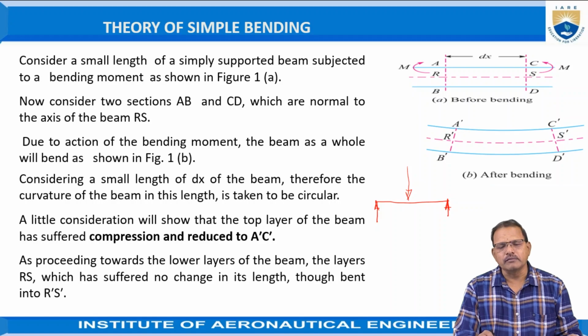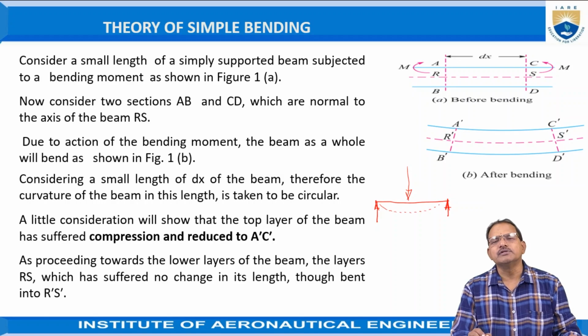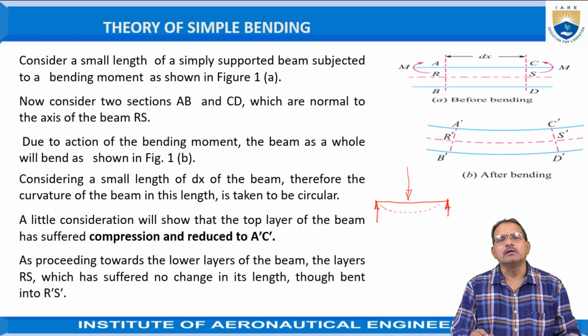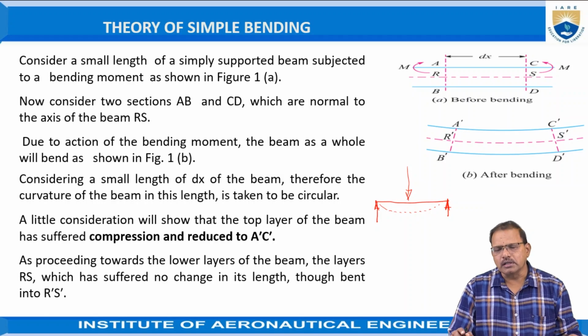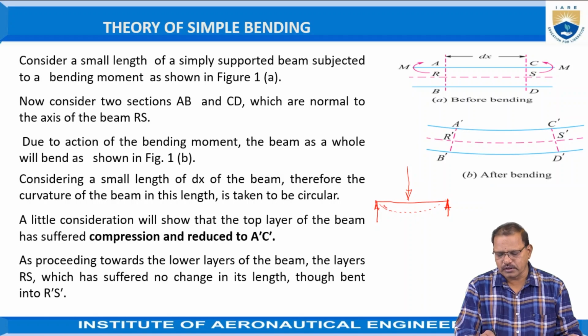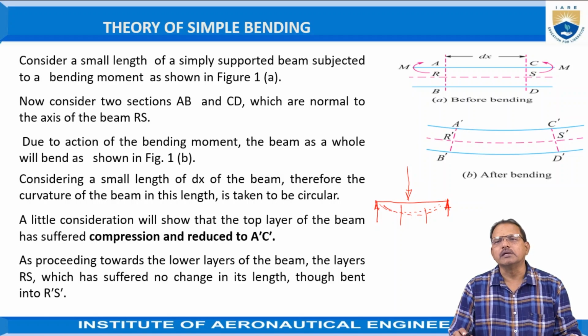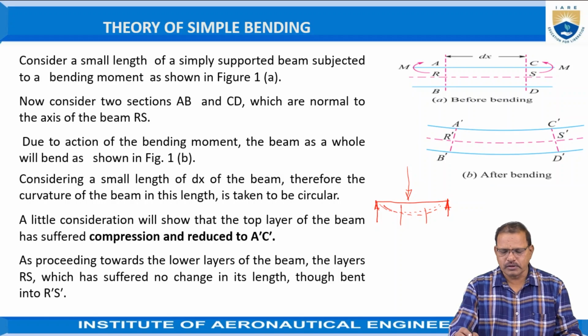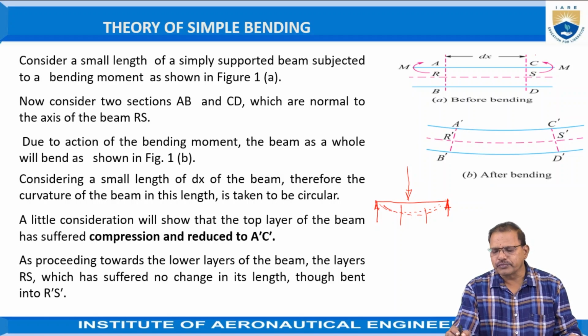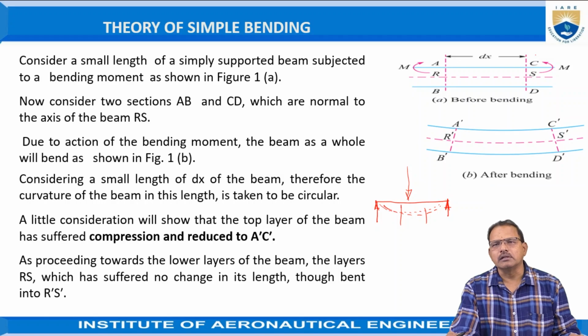Because of the effect of this force, the beam is deflected in the form like this. This is called the sagging effect, where the center of concavity is at its top position. So here we are considering a small portion of the simply supported beam. The curvature of the beam in this length is taken to be approximately circular. Here ABCD represents a small portion of the simply supported beam when it is subjected to the bending moment.